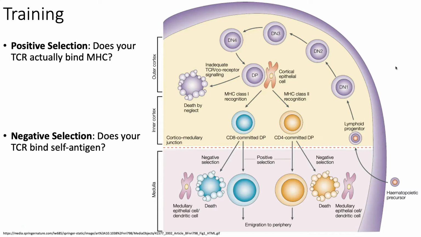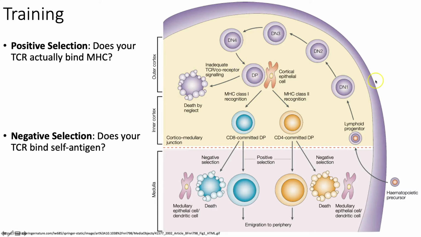And early on, they actually express both, because it's actually poorly understood how we decide: does this T cell become a T helper cell, or does this T cell become a T killer cell? It's not really well understood. There's a lot of theories, but we don't know. But we do know that early on, they express both. And so they make sure that at least we're going to go through positive selection.